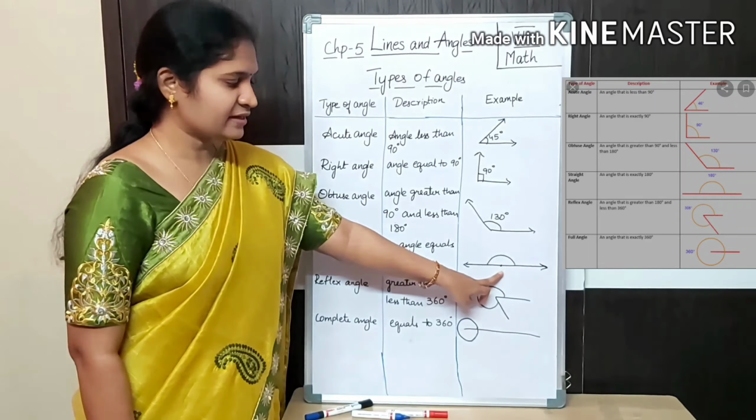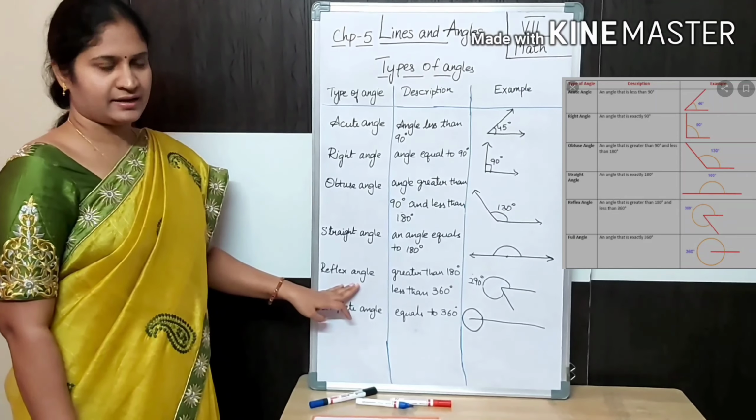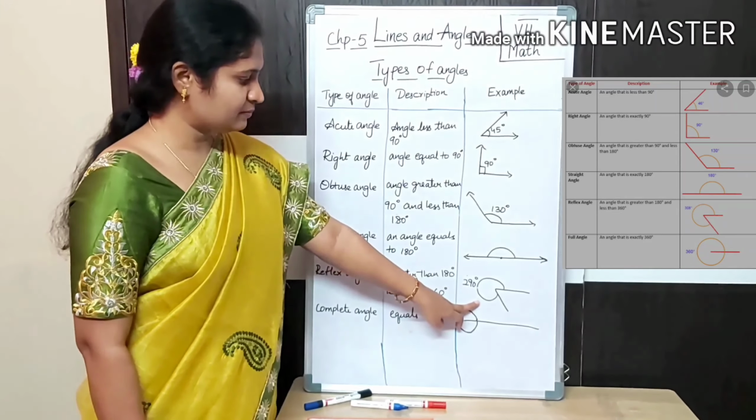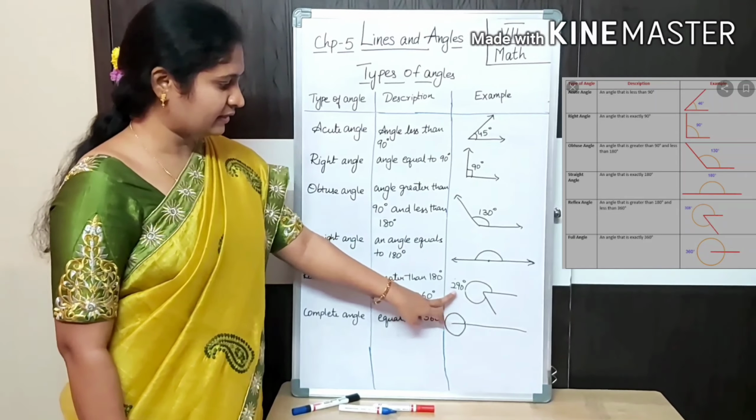And next angle is reflex angle. An angle greater than 180 degrees and less than 360 degrees is called a reflex angle. Here I have taken an example of an angle having 290 degrees, which is greater than 180 degrees and less than 360 degrees. And the last angle is complete angle. The angle which is exactly equal to 360 degrees, that angle we are calling a complete angle.